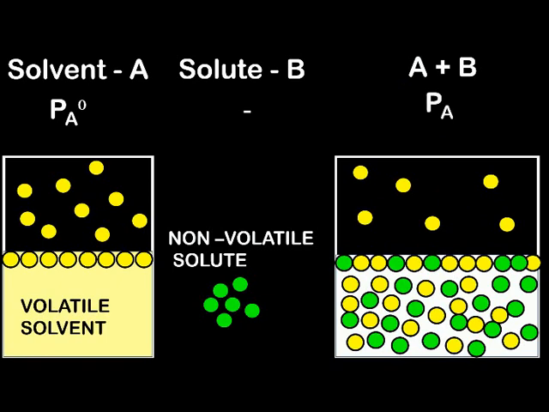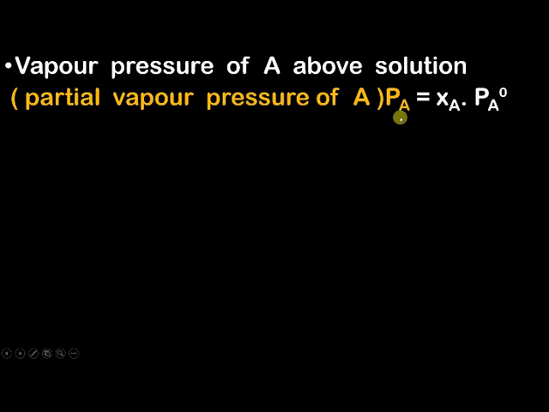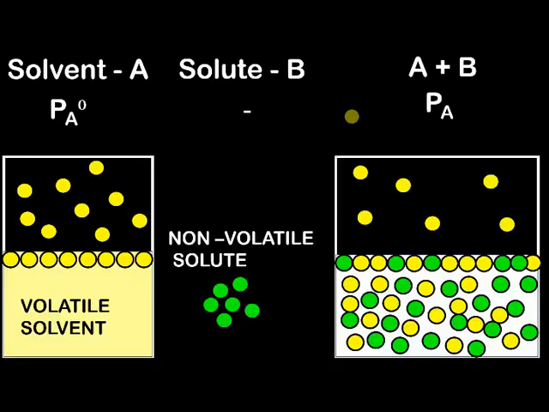Now, how do we find out the value of this PA? This we get to know with the help of Raoult's law. According to Raoult's law, the value of PA will be equal to the mole fraction of A into PA naught. What is PA naught? The vapor pressure of the pure solvent. See, this is PA naught, and this is PA.